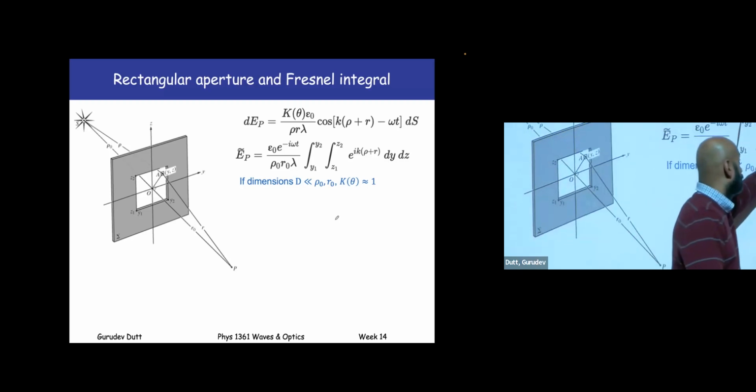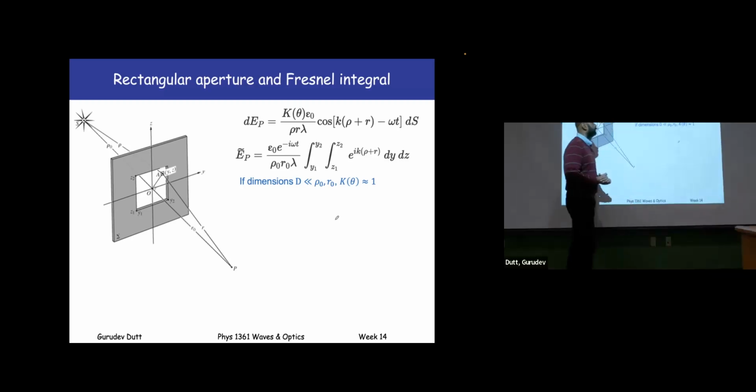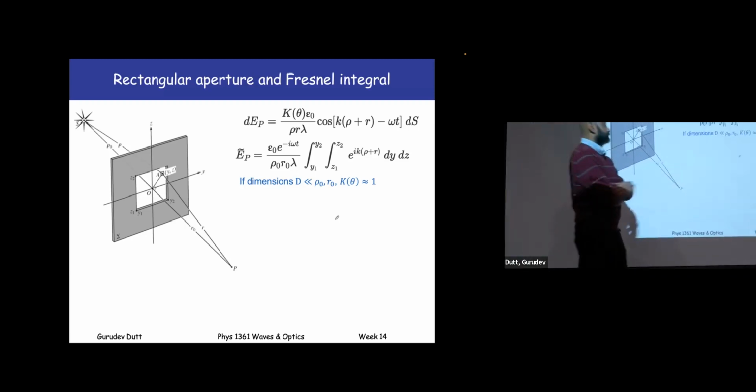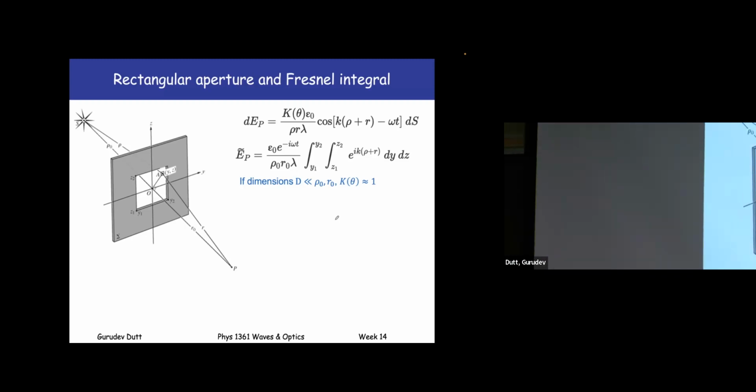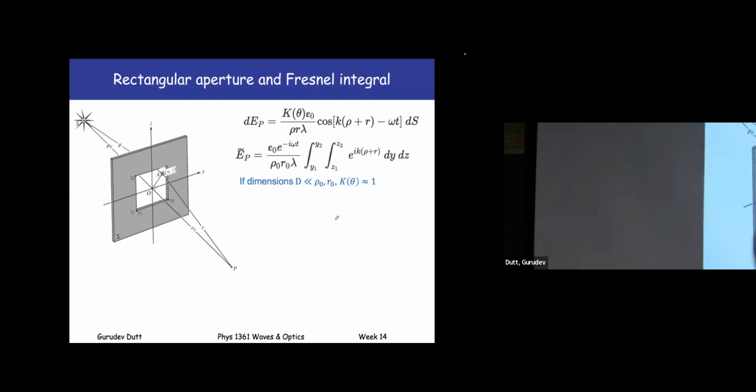So we keep the rho and r as they are in the phase, but in the denominator we replace rho and r by rho naught and r naught. So that's just some constant, fixed by the source strength and so on. And of course, when you do this calculation for dimensions d much less than rho naught and r naught, the obliquity factor will be approximately 1 in this case. Okay, so we have to do this integral.